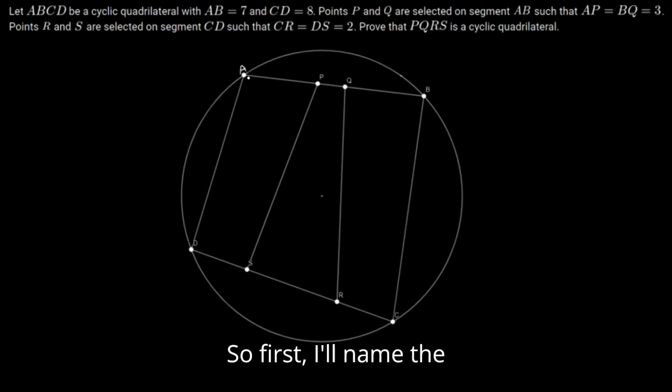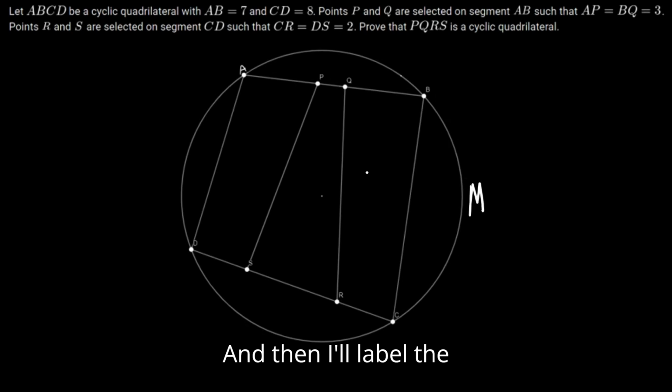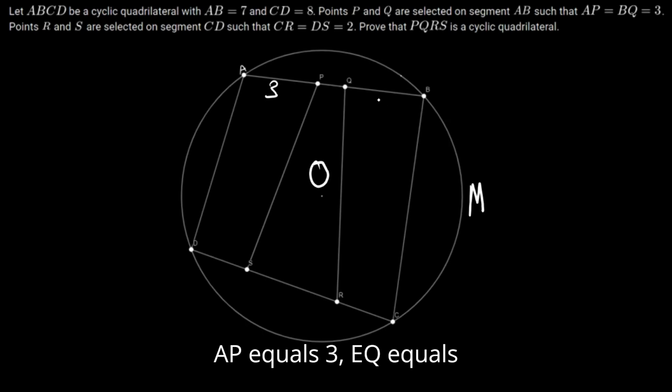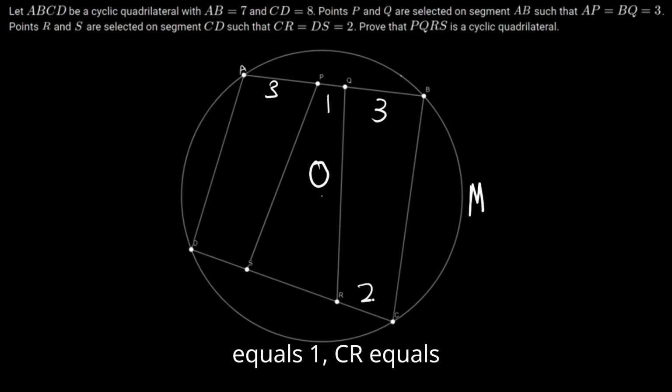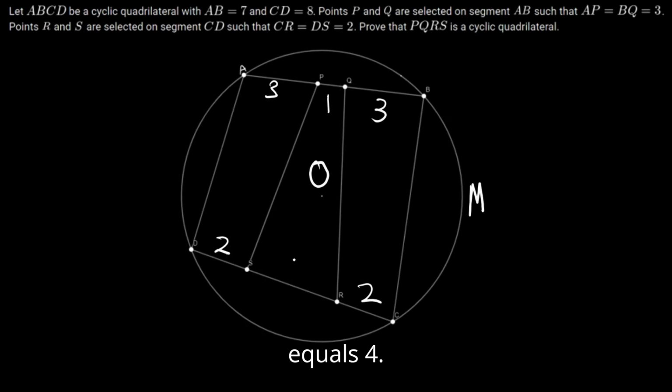So first I'll name the circumcircle of ABCD. Let's name that M. And then I'll label the center of the circle as O. Next I'll label the lengths. So AP equals 3, BQ equals 3, and since AB equals 7, PQ equals 1. CR equals 2, DS equals 2, and because CD equals 8, RS equals 4.